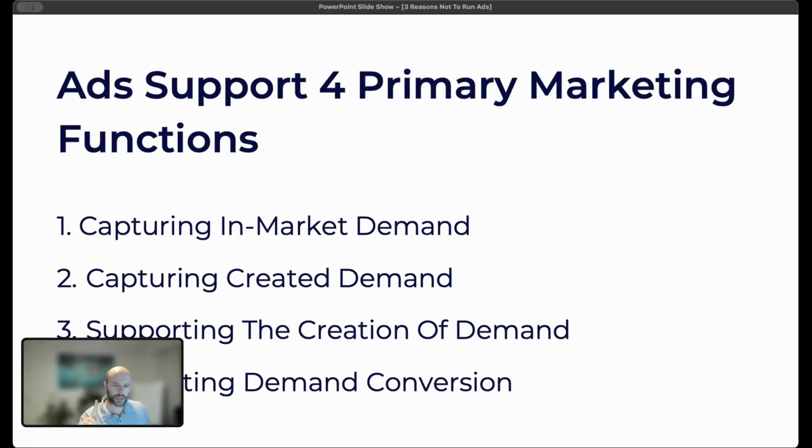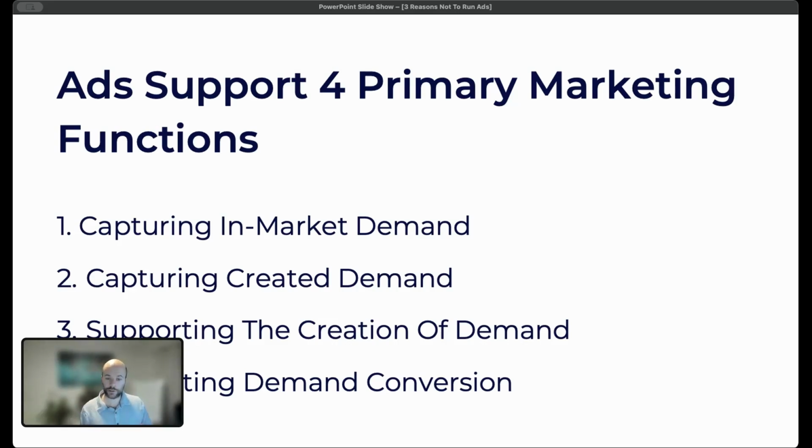That's either to capture in-market demand, so to capture demand from people who are looking for the type of offer that you're obviously putting out there. Capturing created demand, so this is capturing the demand from people that are already aware of your brand, already aware of who you are and waiting for an offer from you.